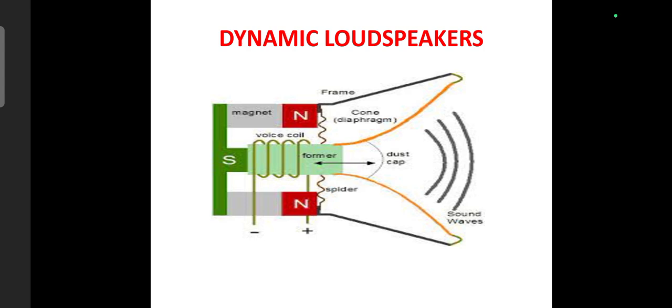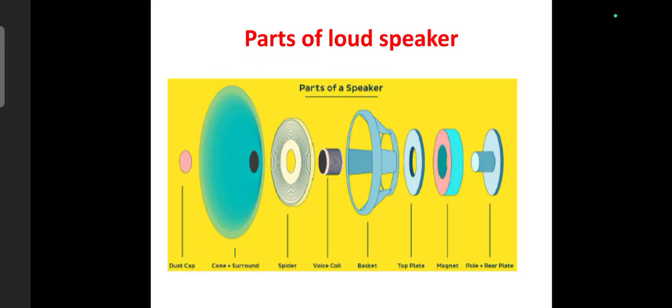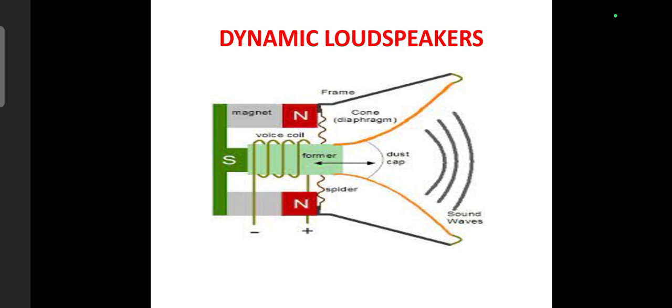We have seen this. Now let's understand the working principle of the loudspeaker. The loudspeaker operates on the principle of electromagnetic force, which is based on Fleming's left-hand rule. When an electrical audio signal from an amplifier flows through the voice coil, the coil behaves like an electromagnet. Since it is placed inside the magnetic field of the permanent magnet, an interaction takes place between the two magnetic fields. This interaction produces a force on the voice coil.